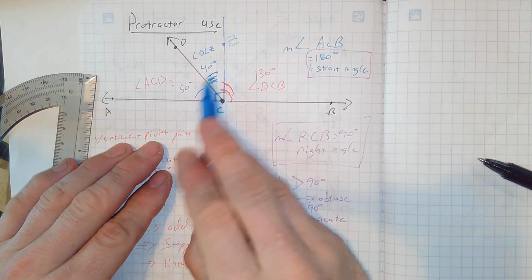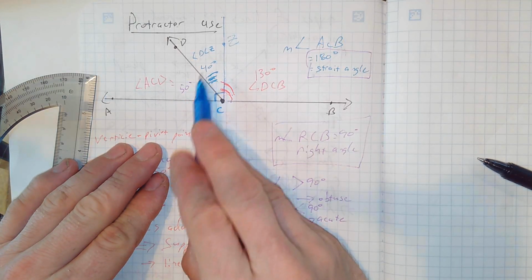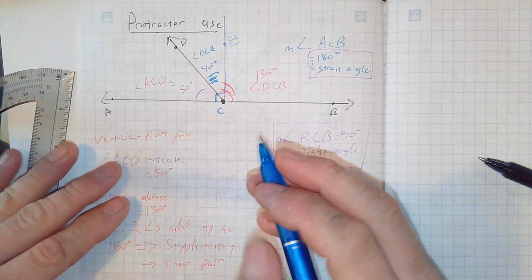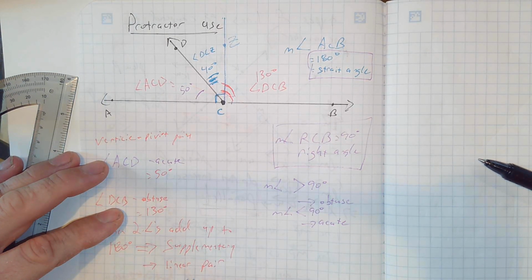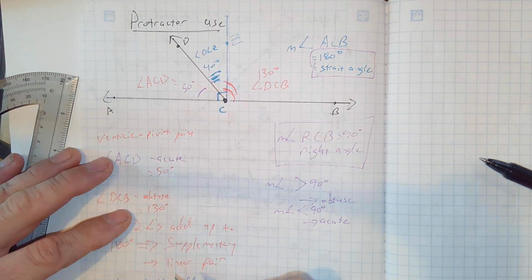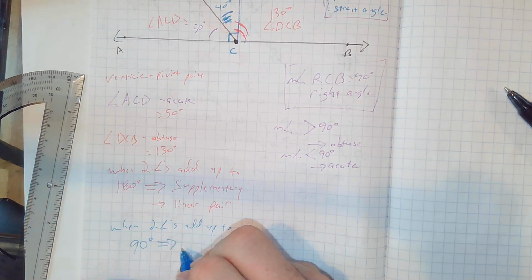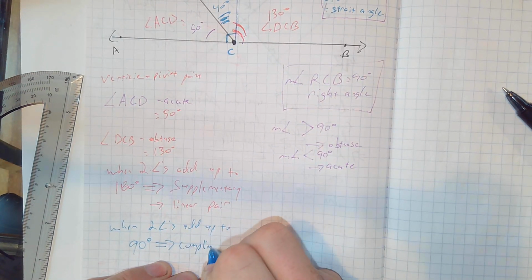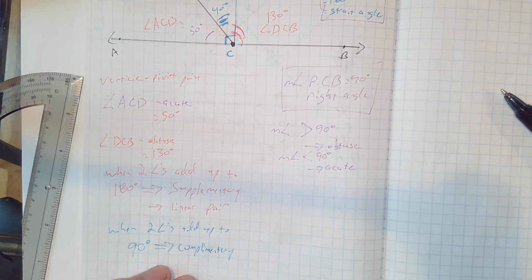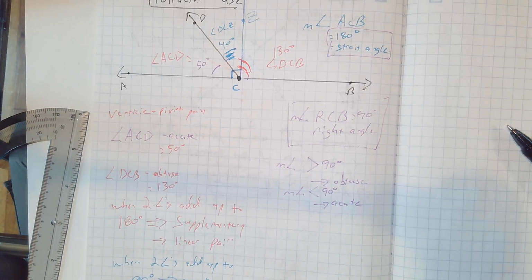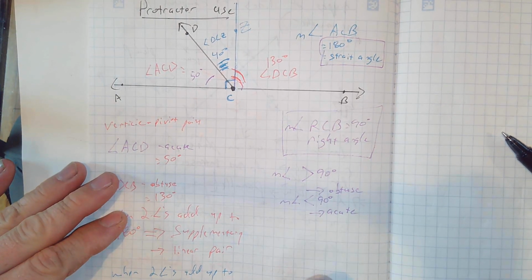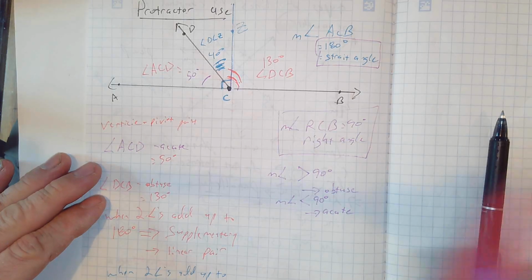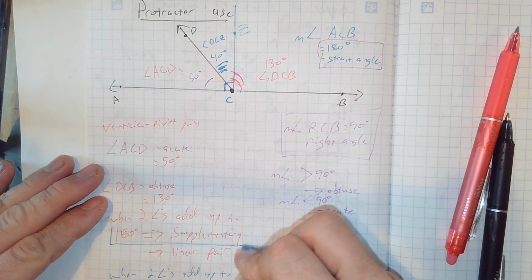So this is a special relationship. If this is 50 and that's 40 and they add up to 90, so when two angles add up to 90 degrees, they complement each other very well. They are complementary. Complementary angles. Those are something to remember. Very, very important to remember this.